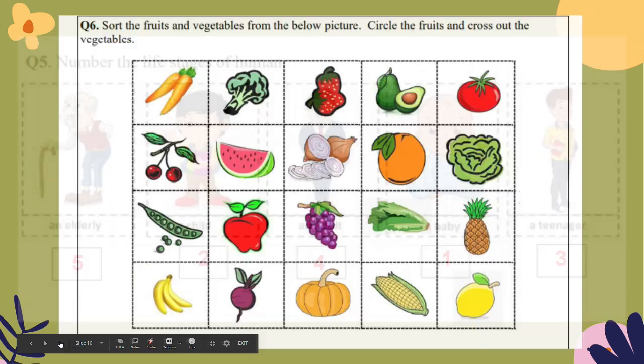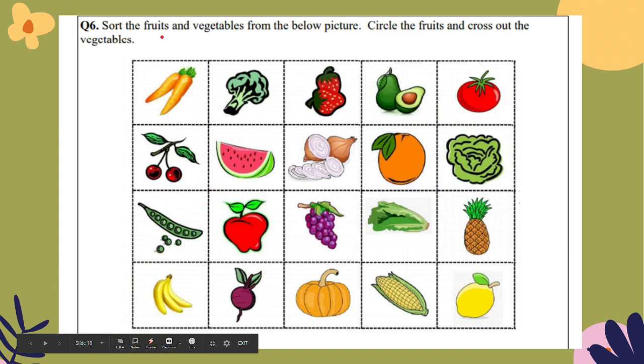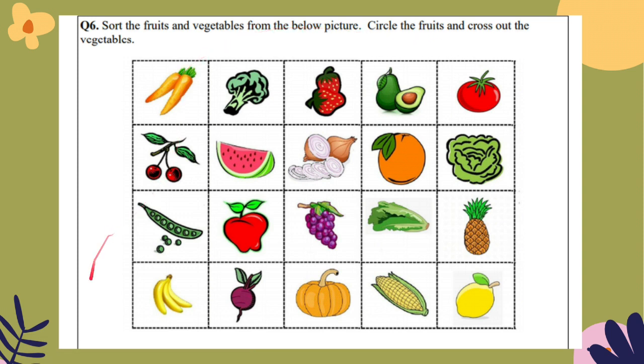Now, on question number 6, sort the fruit and vegetables from the below picture. Circle the fruits and cross out the vegetables. So what we're going to do here, let's find first, okay? Identify first all the fruits. That will be easier for you. Okay, remember, fruits are very good for our body.